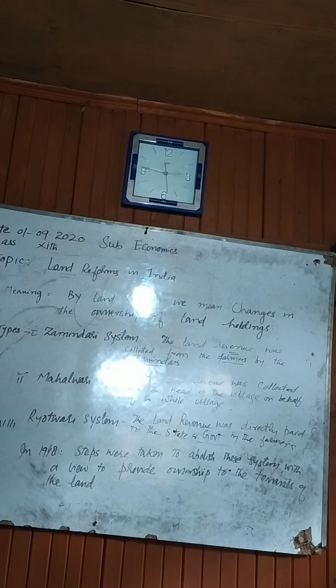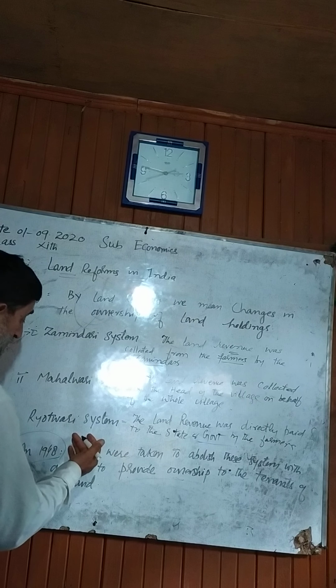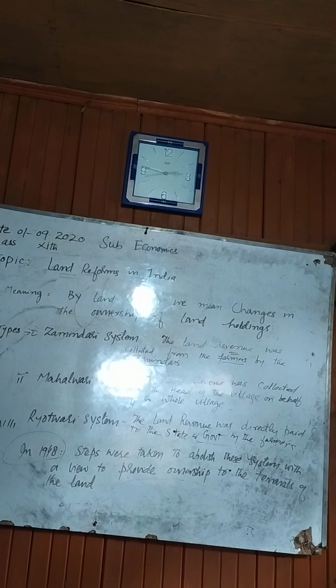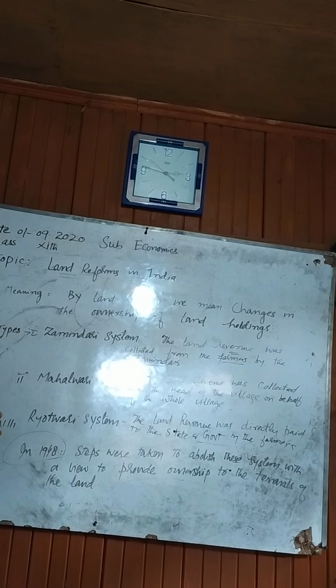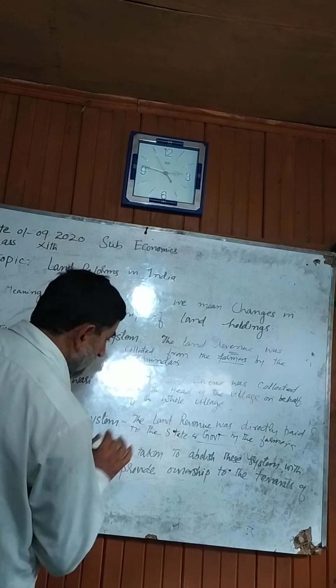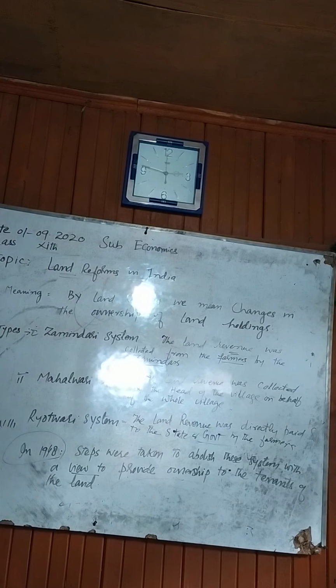Okay. Then in 1948, one year after independence, the government of India took various steps to abolish the prevailing land holding system in India. Various measures were taken to abolish the prevailing system with a view to provide ownership to the tenants of the land.